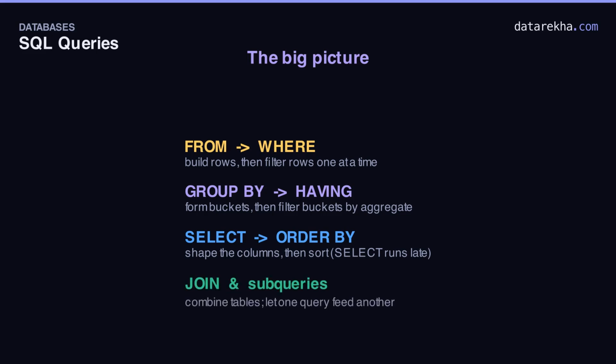Joins stitch tables together on a shared value, and subqueries let one query lean on another. Trace any query through from, where, group by, having, select, order by, and you will always know exactly what comes back.